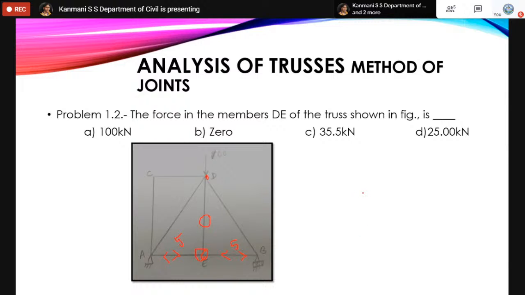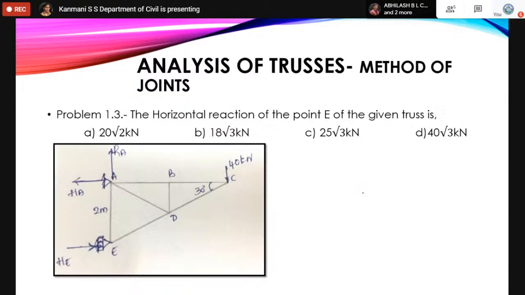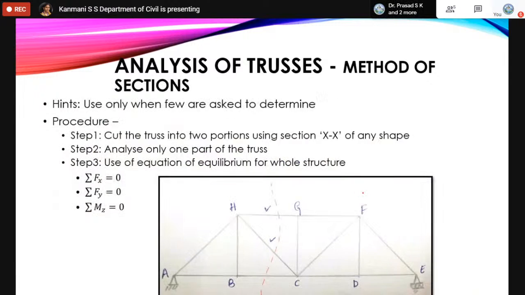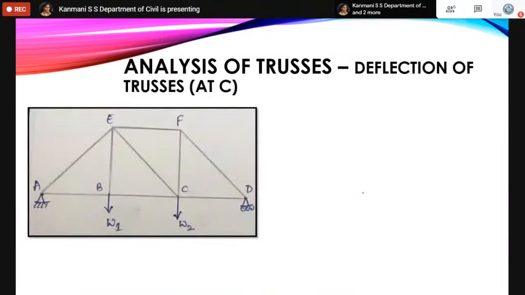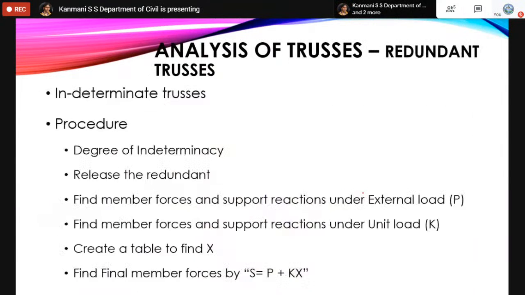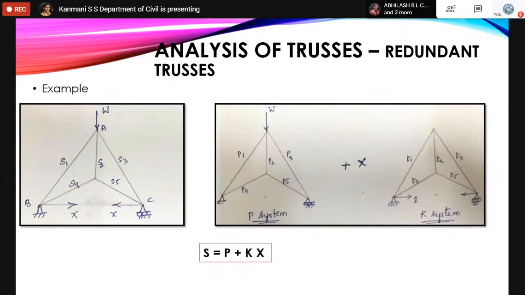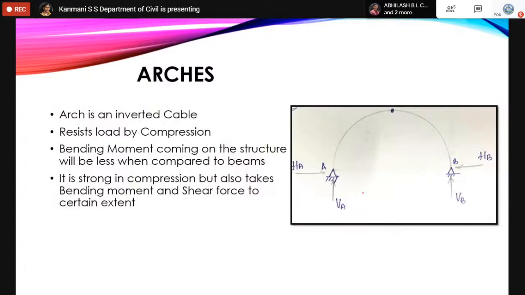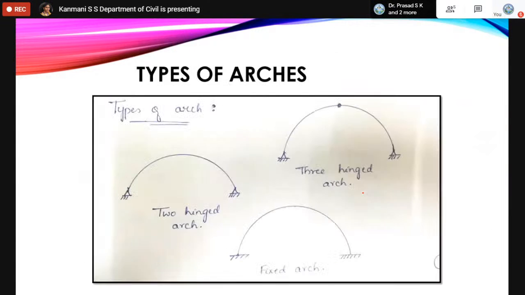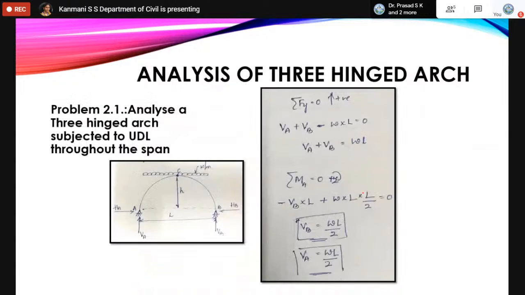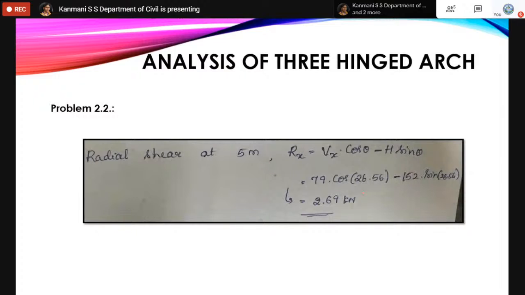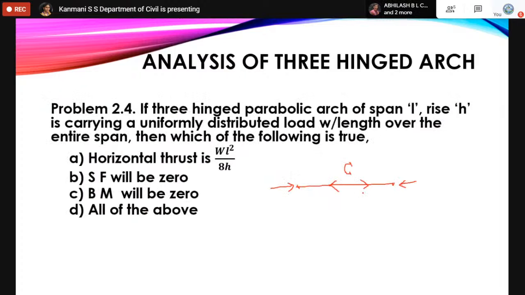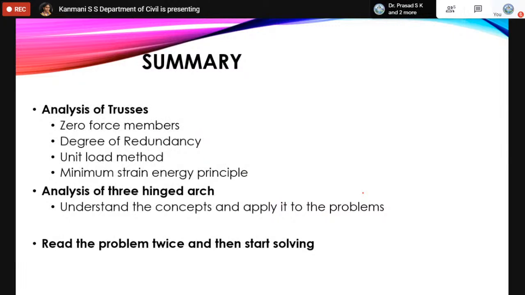Okay. With that, I'll go to the summary. I hope I have answered all the questions. Now, to summarize, we have spoken about trusses and the 4 different important methods of analyzing a truss: method of joints, method of sections, redundant trusses, and the deflection of truss joints. And then we covered arches, and we have solved the 3-hinged arch. We have the semicircle arch left, and the 2-hinged arch also, we left it. So I have covered only this much.